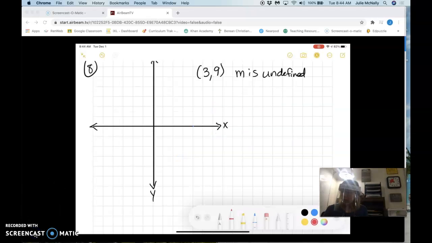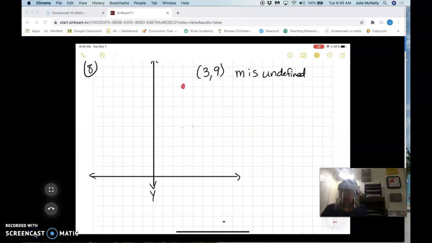So on this one, I have 3, 9, so I'm going to go over 3, and I'm going to go up 9. 1, 2, 3, 4, 5, 6. There's 3, 9, and remember in the notes a few minutes ago I showed you that when M is undefined, it is a vertical line. So if it says M is undefined, that means I'm just going to draw a vertical line to complete it through that first point that they gave me.